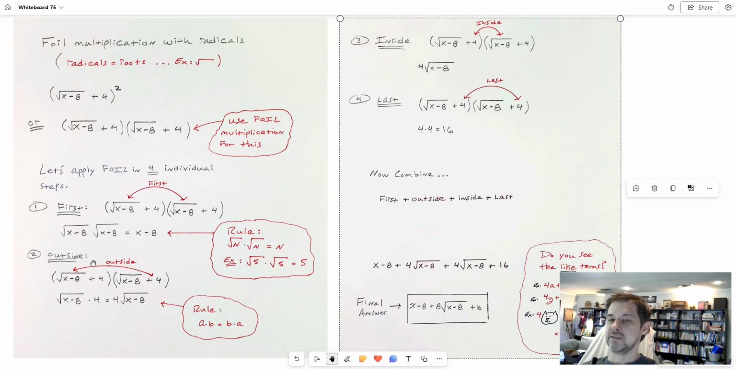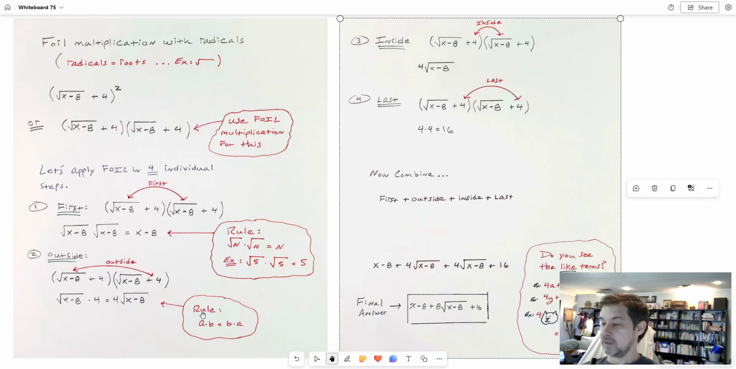Next, let's do outside. See, it's FOIL. We did first, and O is for outside. I've drawn again an arrow connecting what I mean by outside with respect to our original problem. And that would be root x minus 8 times 4. Now, that seems a little backwards. I know that the order here is root x minus 8 times 4, but we can write, if you want, 4 times root x minus 8.